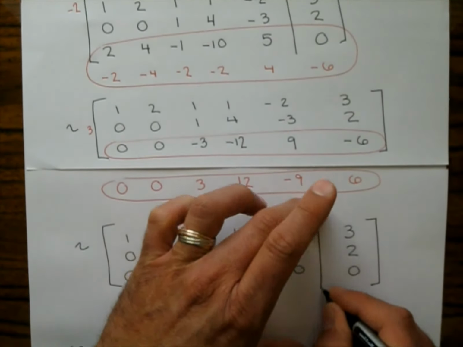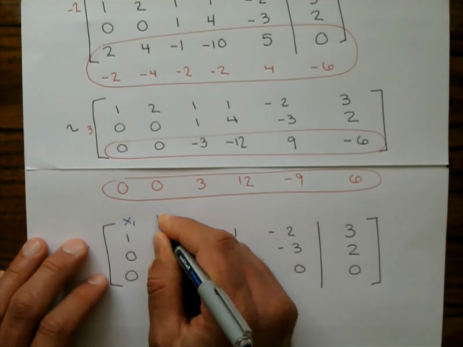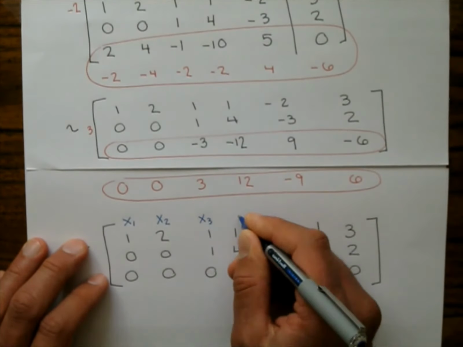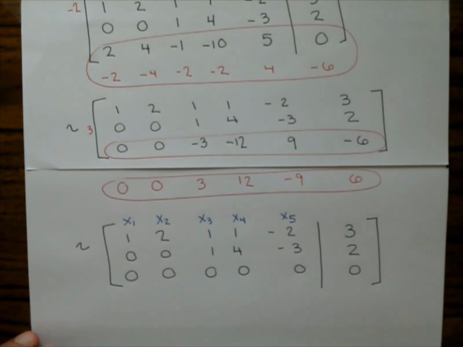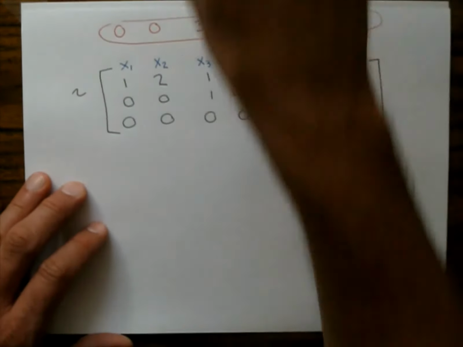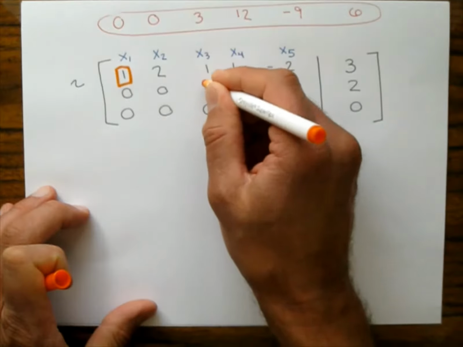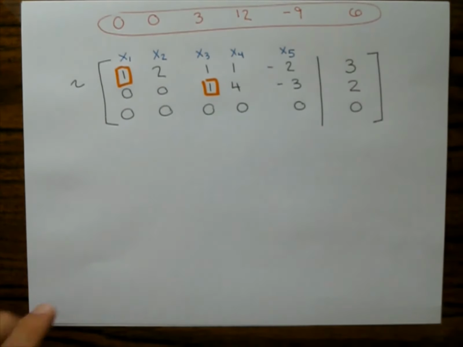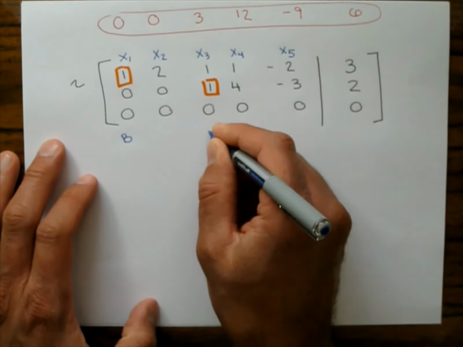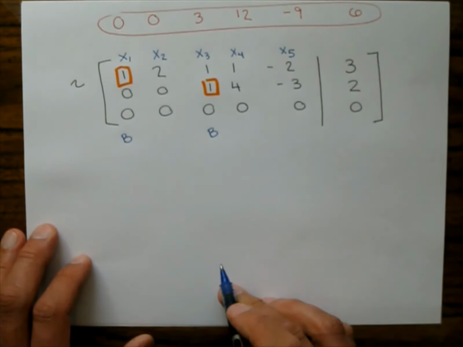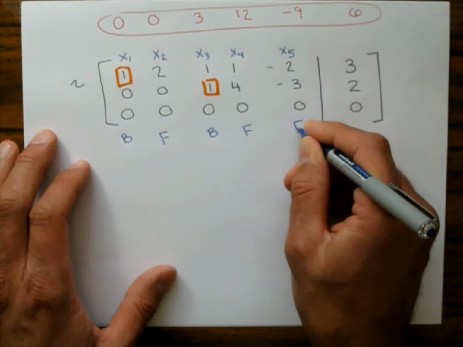This is row equivalent to my augmented matrix. I have the variables x1, x2, x3, x4, x5, and that's what we had in our original equations. Let's take a look at something else. We also can identify two leading ones, and those leading ones are going to determine that x1 and x3 happen to be bound. Now, the ones that do not have leading ones, those are free, and those are going to be parameters.